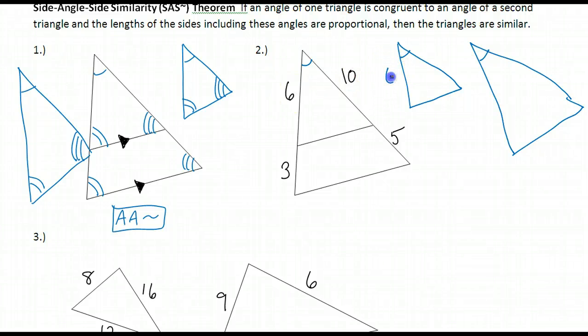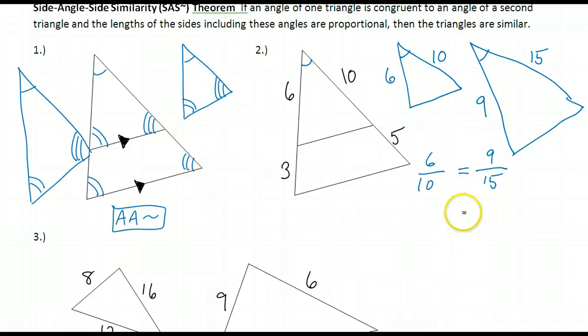Now if I label this small triangle, this side is 10 and this side is 6, and this side will be 9, which is 6 and 3, and this side will be 15, which is 10 and 5. So I want to check to see if these sides are proportional. To check to see if the sides are proportional, set up a proportion. I'm going to relate 6 to 10, and I'm going to relate 9 to 15. To check this proportion, cross multiply.